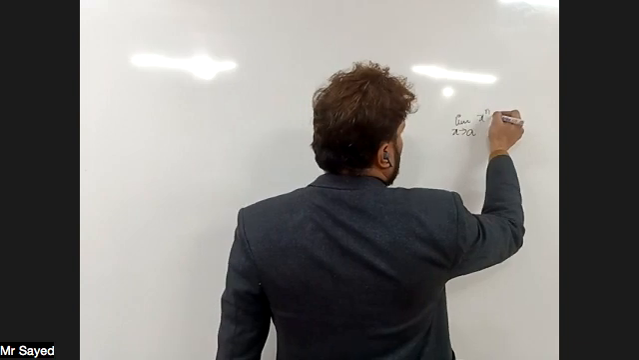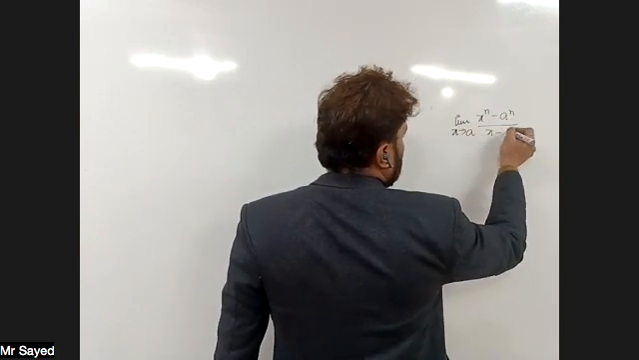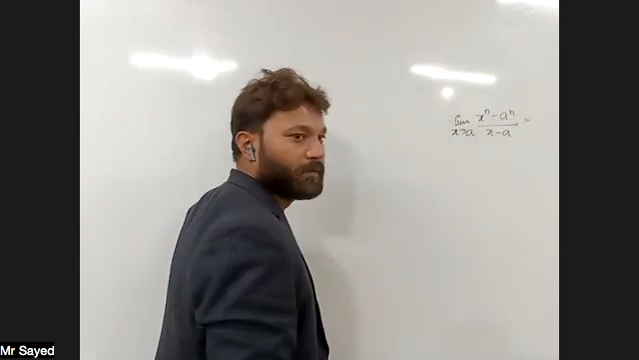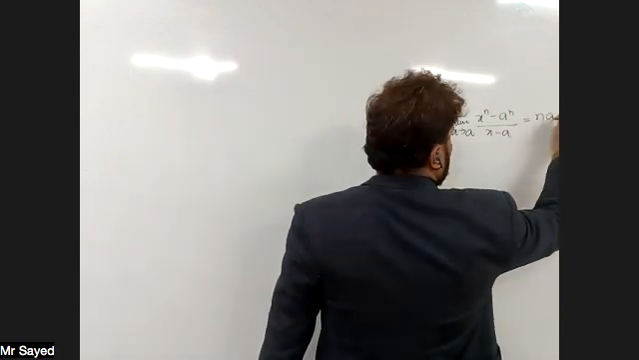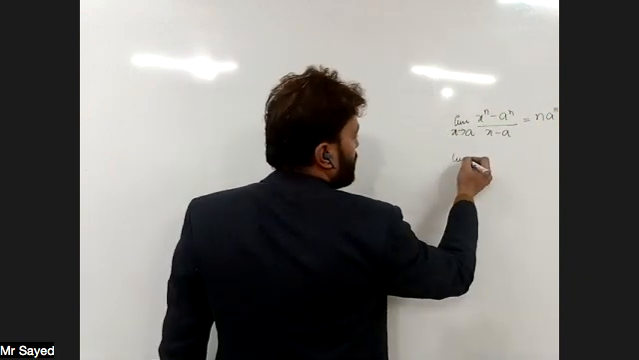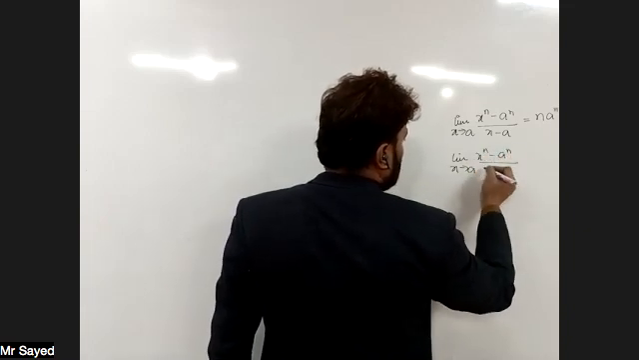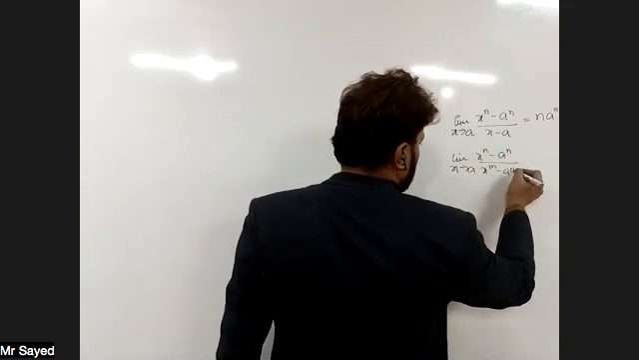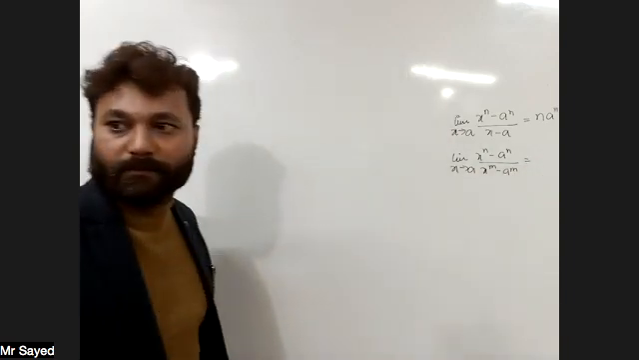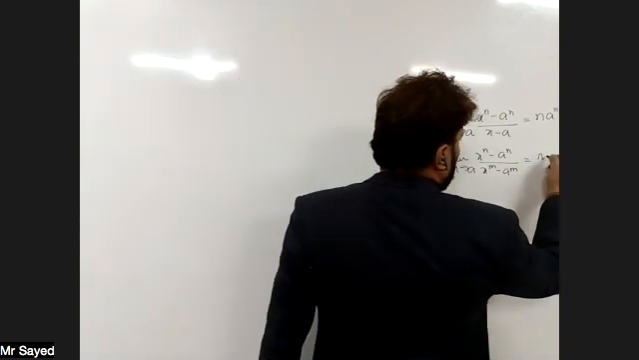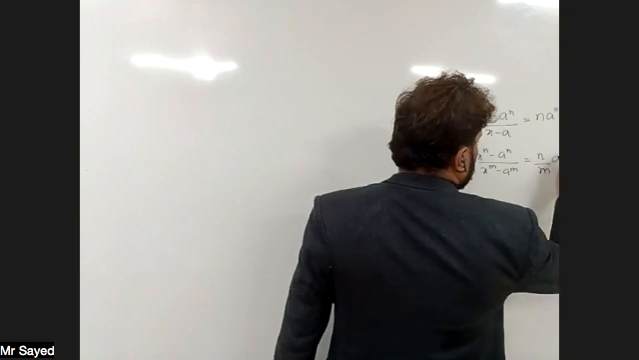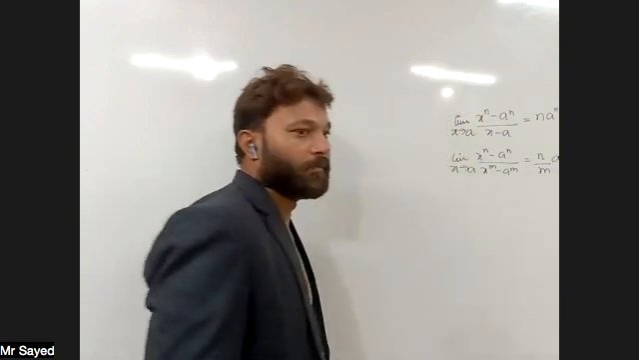Limit x tending to a, (x^n minus a^n) upon (x minus a) is n a raised to the power n minus 1. And limit x tending to a, (x^n minus a^n) upon (x^m minus a^m) is n upon m, a raised to the power n minus m.